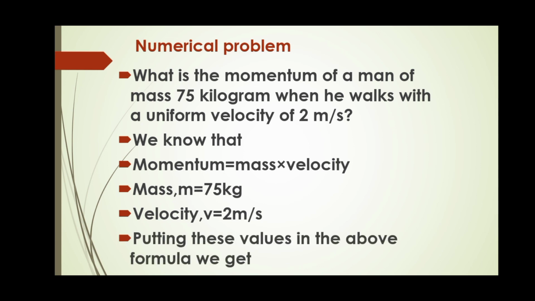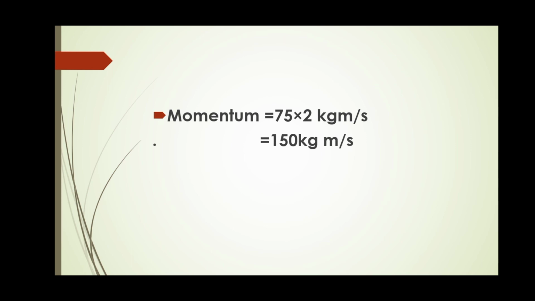Putting these values in the above formula, we get momentum is equal to 75 into 2 kg meter per second. That is 150 kg meter per second.